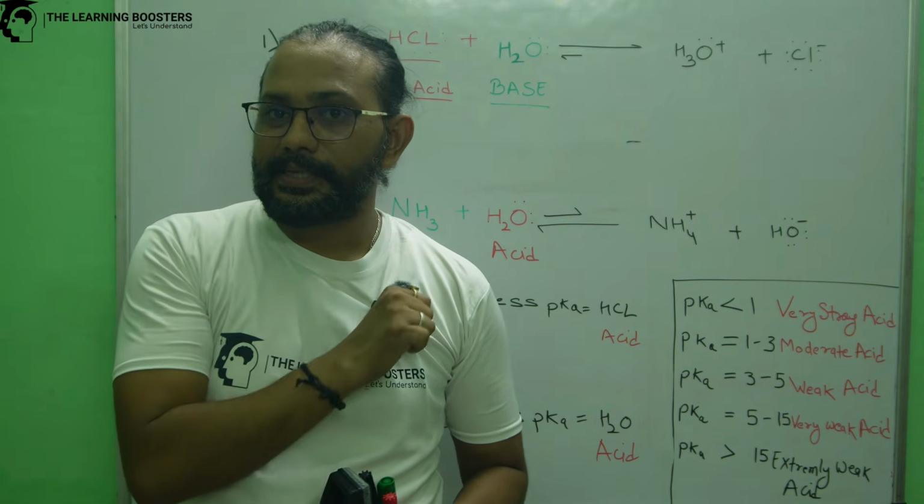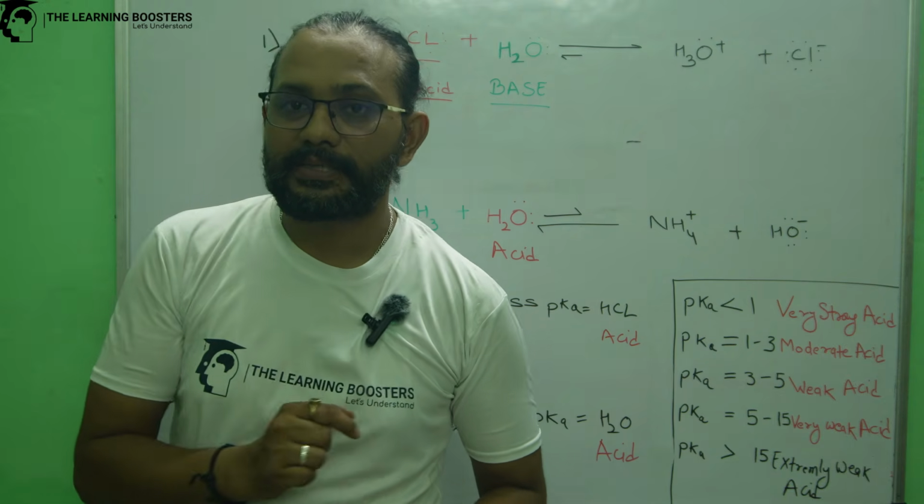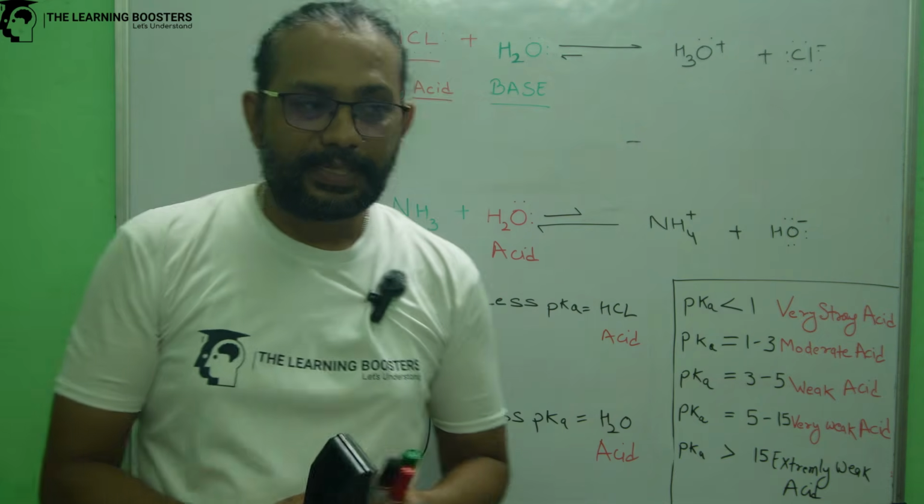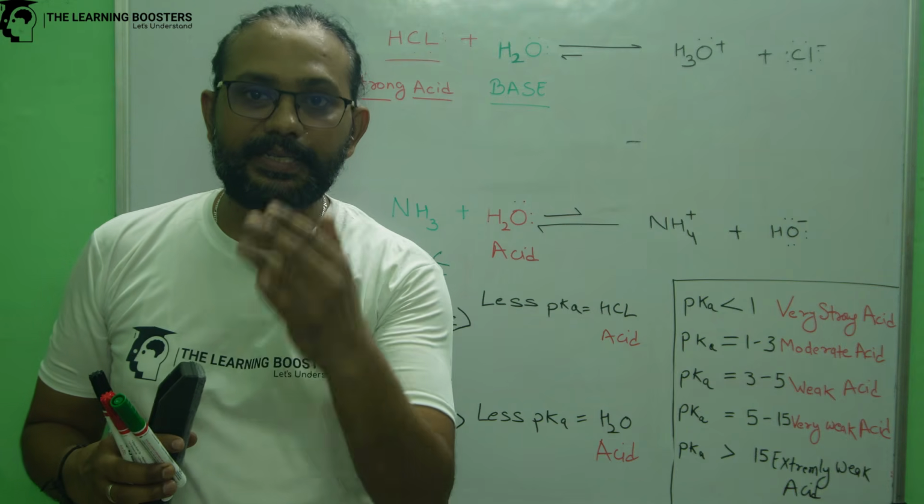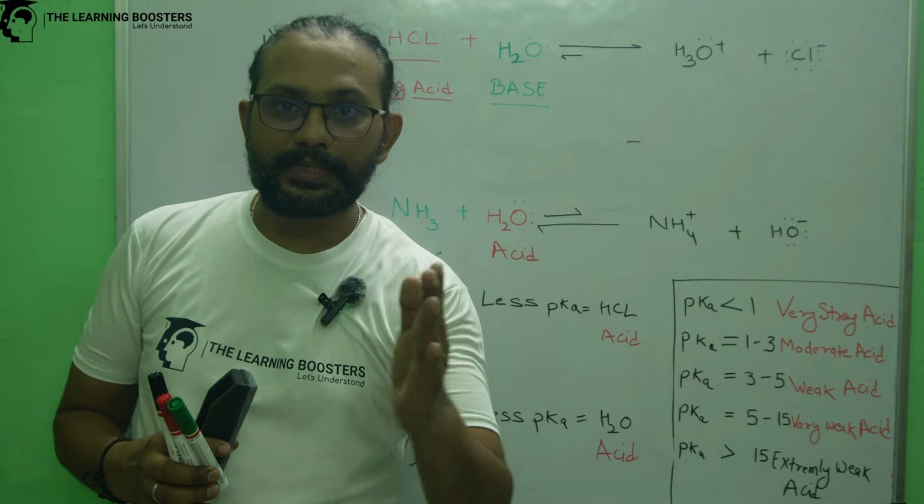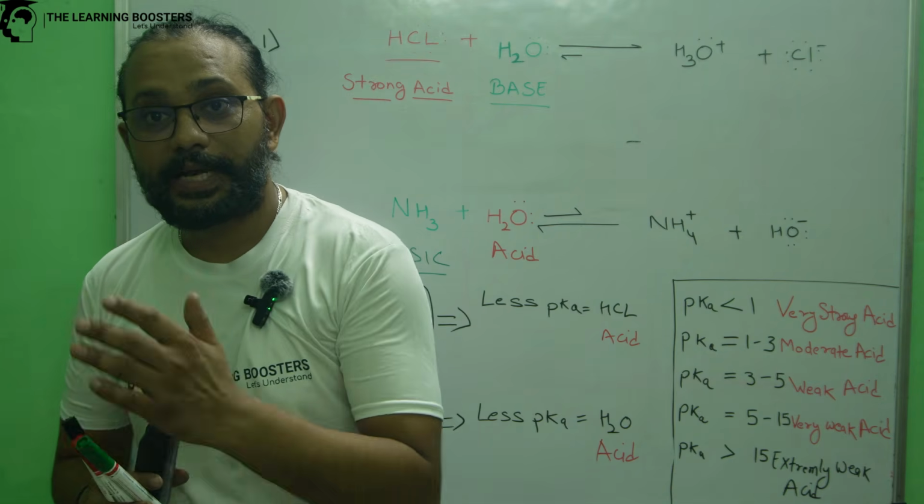So let us recall the definition of an acid and base as per the Brønsted-Lowry definition, which says an acid is a species which will donate a proton, whereas a base is a species which will accept a proton.